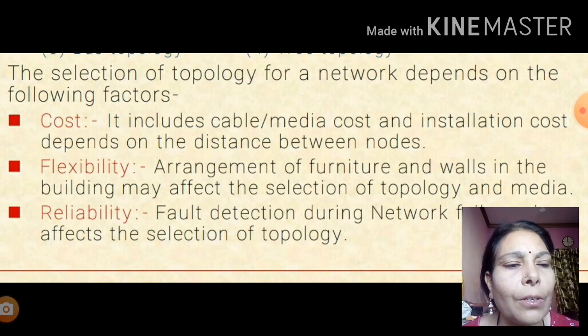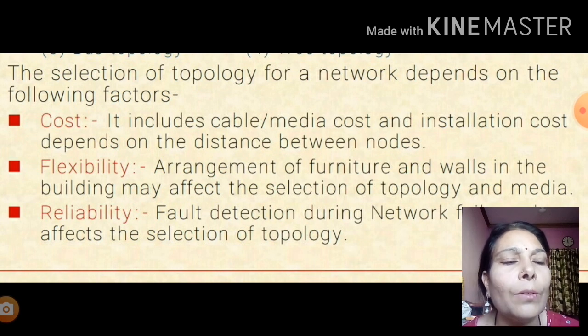Third is reliability. If any fault occurs or any node is faulty in the network topology, we can easily diagnose the fault. The network should be in such a manner that if a fault occurs in any node, we can easily remove that node from the network, and it should not affect the whole network, and the other nodes can keep working in the network. So we have to choose the topology in such a way that we can easily diagnose the fault, and the faulty node should not affect the whole network.